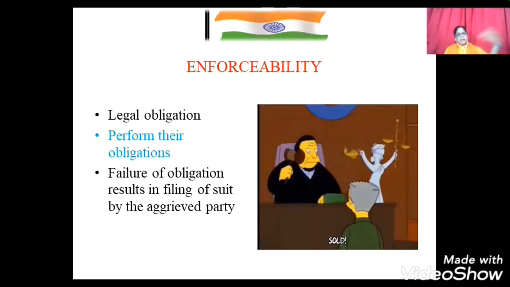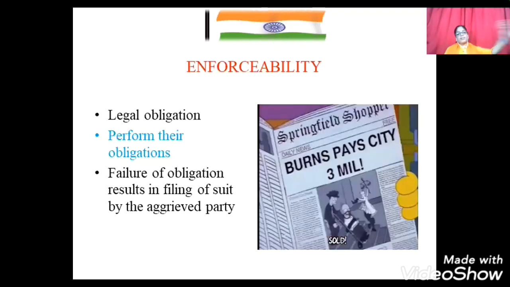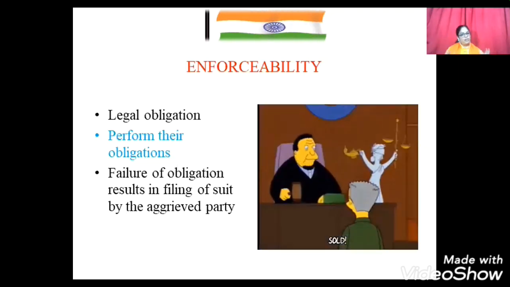Right, because Ram is my friend, and for a cup of coffee, if he is not coming, I cannot go to the court and say to the judge, "Sir, he is not coming for a cup of coffee in spite of being my best friend." So there are certain contracts where enforceability is possible and certain contracts where enforceability is not possible. So what are those agreements where enforceability is possible, and what are those where it is not possible, we'll be studying.